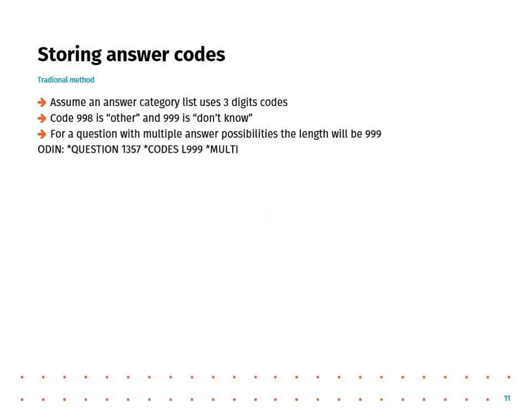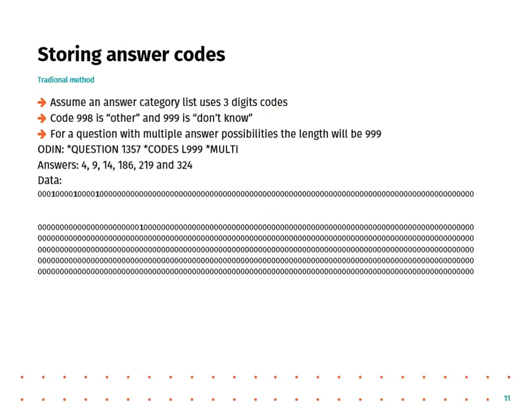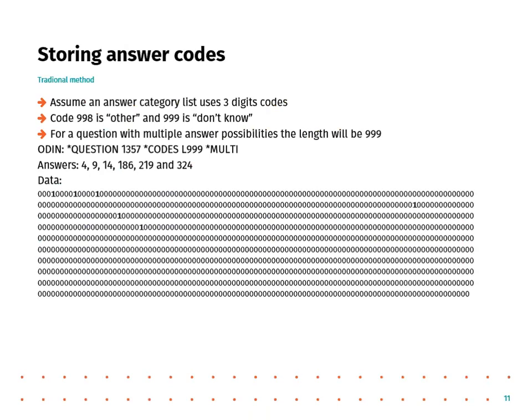So, this would be the ODIN definition, as most of you will probably know. And if we just then answer some 6 answers, the whole answer data will totally give this 999 positions with only a few spots bold in this picture where the actual information is. This is traditionally the way we saved it, and it is actually also the fastest way to be able to process this in data processing.